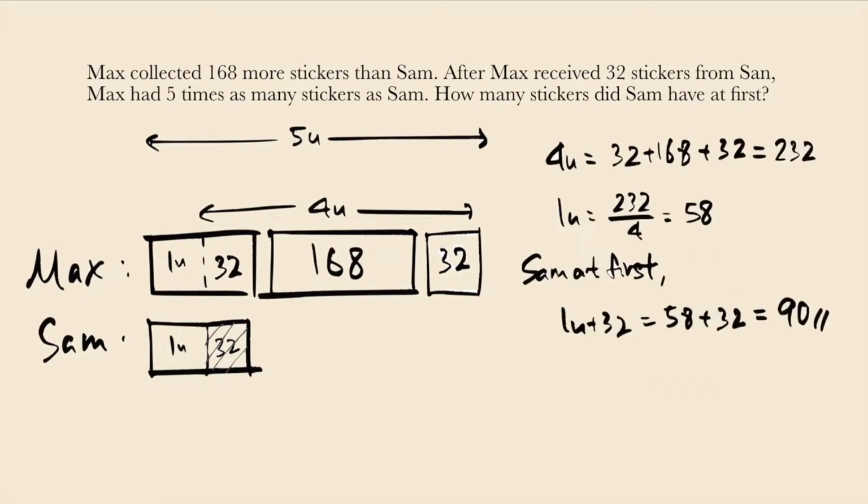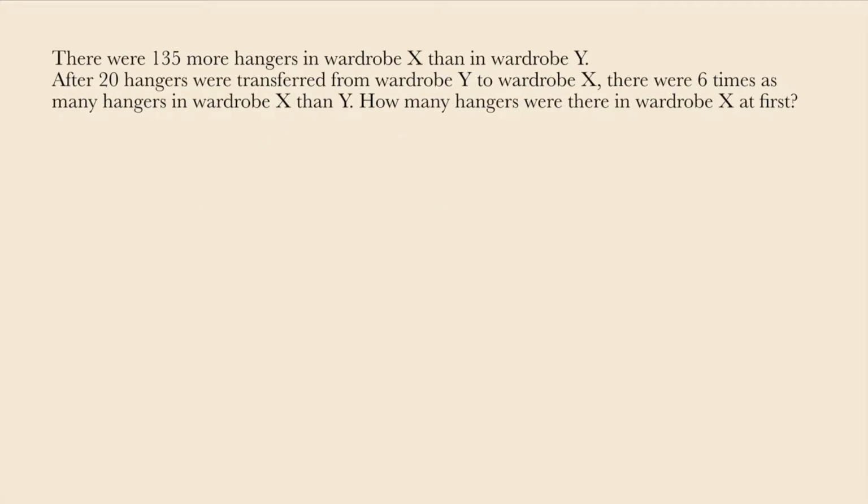Okay, so let's form an equation with this information. 4 units is therefore 32, 168, 32. So that's 232. 1 unit is 58. Number of stickers Sam had at first. So Sam had at first will be 1U plus 32. So the answer is 58 plus 32, giving us 90.